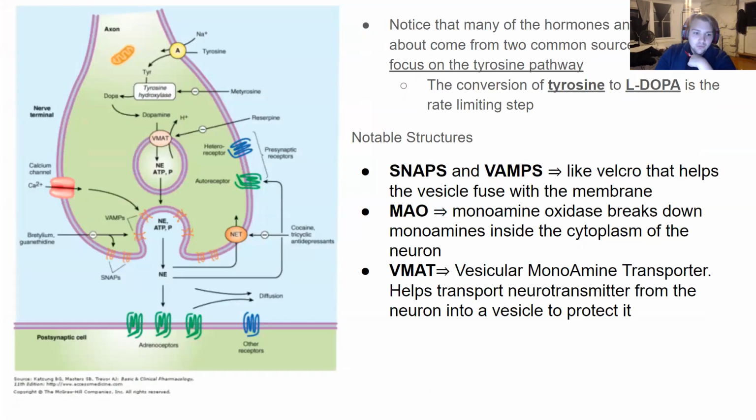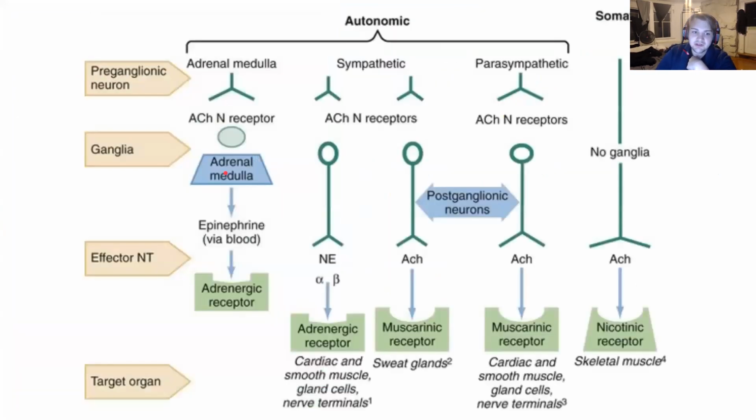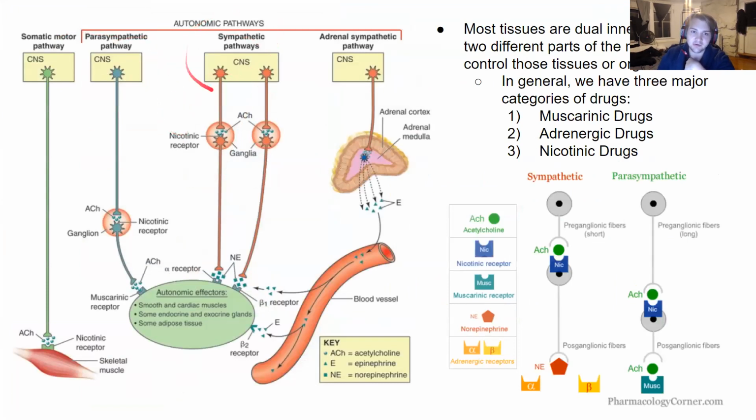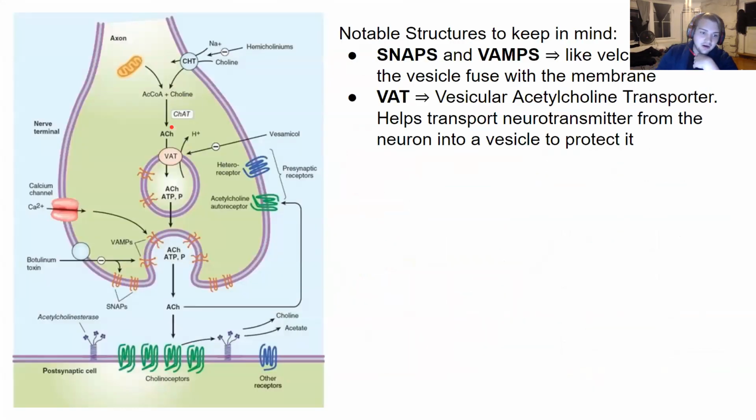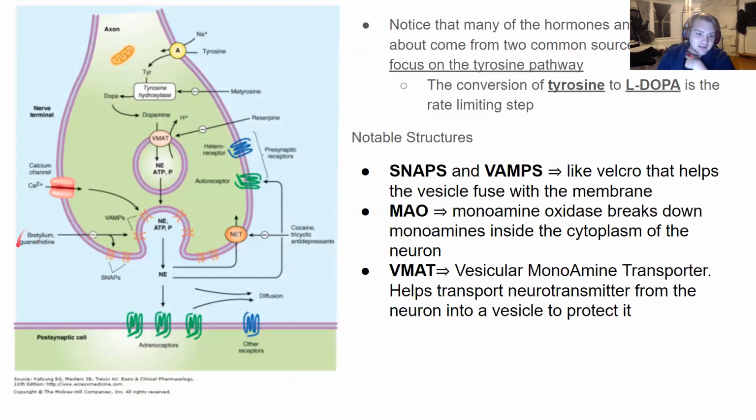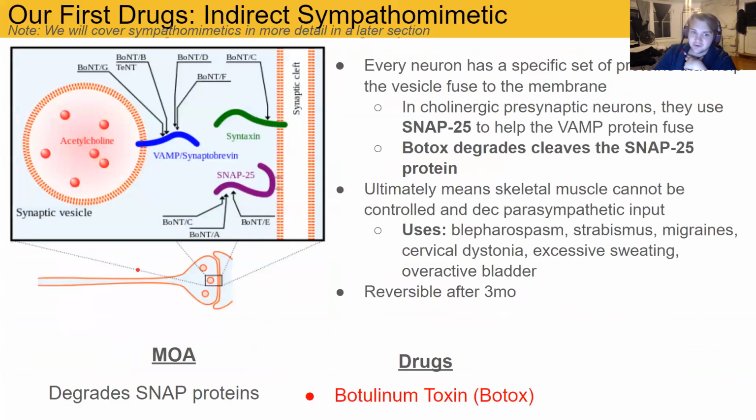The question becomes, well, don't these adrenergic nerves that release the norepinephrine also have snaps and vamps? Well, of course they do. But remember that these are two different kinds of nerves, and they're in two different parts of the nervous system. One's in the parasympathetic, one's in the sympathetic. And even though, like I said, they're both cholinergic neurons with nicotinic receptors, they're completely different from each other. So they're going to have different snaps and vamps. Now, there are drugs that affect the snaps and vamps for the neurons that release the norepinephrine, but we're not going to be focusing on those in this course. So the only one we really care about right now is the Botox.